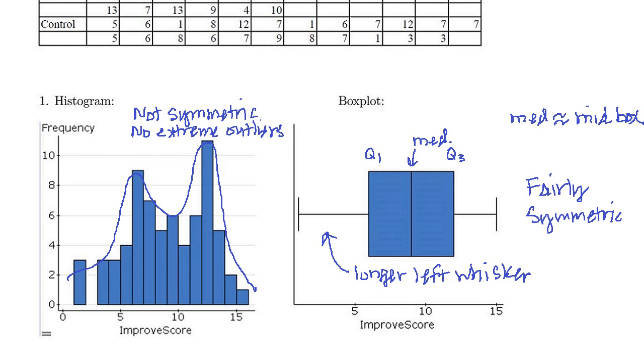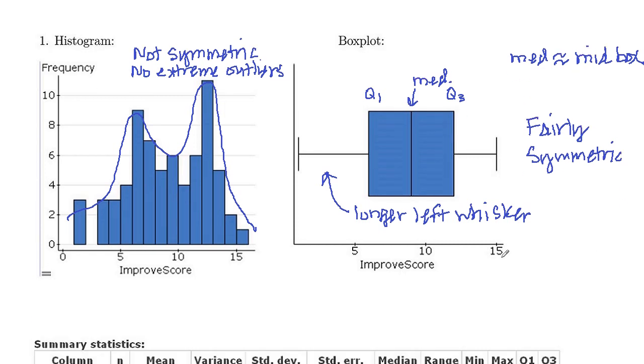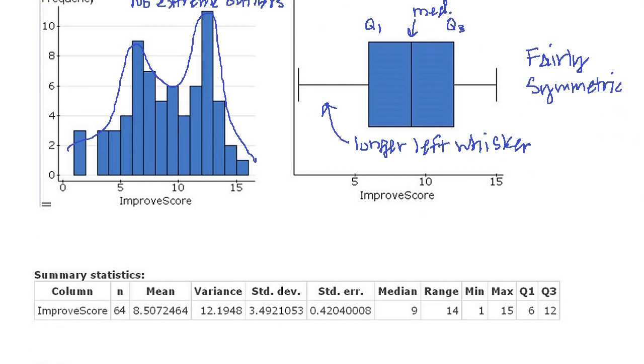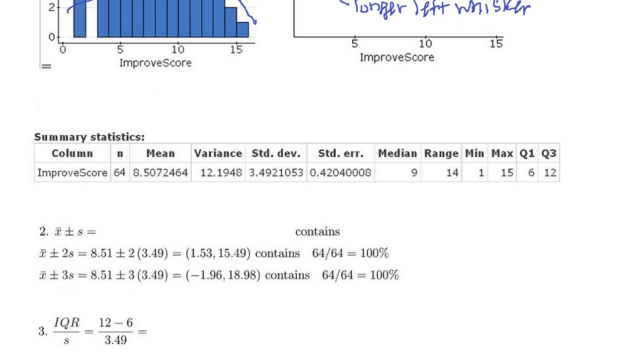So that's just a different picture of the data. And this is not an exact science. Statistics is not an exact science. So you can assess multiple measures of normality and try and make a decision about whether normality is good enough for your circumstances. Here is the summary data. We had 64 measurements total. Our mean was 8.5. Variance 12.1, standard deviation 3.49. Median 9, range 14, got min and max, Q1, Q3.